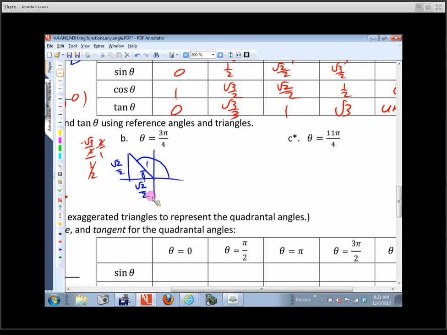What common mistake do I not want to see on the test? We went left and then up. That's a negative x-coordinate and a positive y-coordinate. So the sine of 3 pi fourths, radical 2 over 2. The cosine of 3 pi fourths, negative radical 2 over 2. And the tangent of 3 pi fourths, Brandon, what is it?